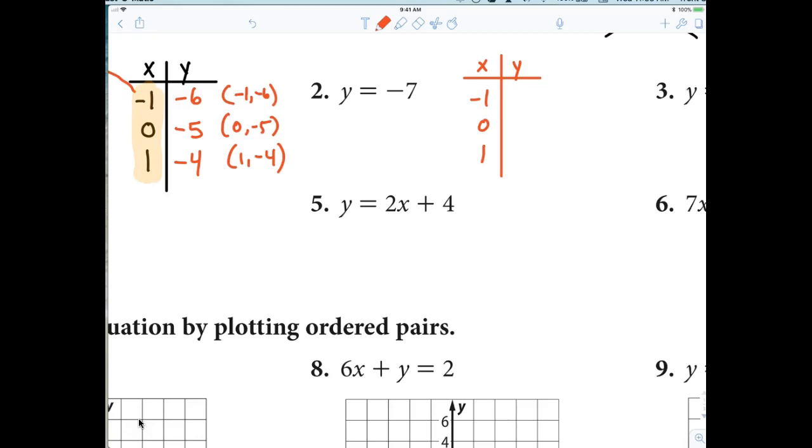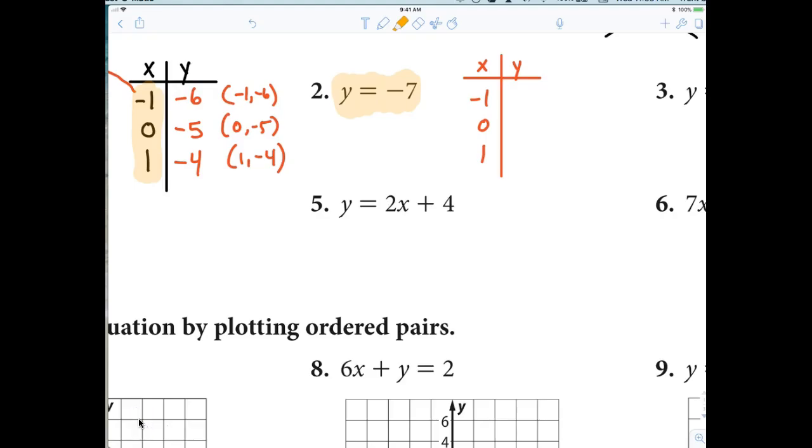Which means it's saying, now try to listen to what I'm saying. This is important. Y is always what? Y is always -7. It doesn't matter what the X is. Does everybody hear me on that? So the Y is always -7. So I put down -7, -7, and -7.